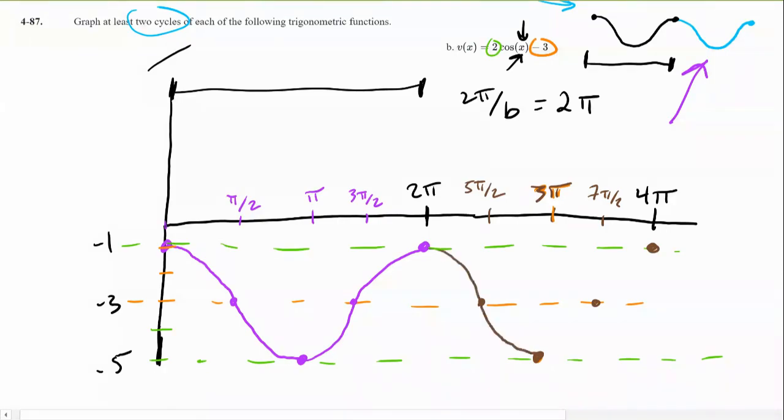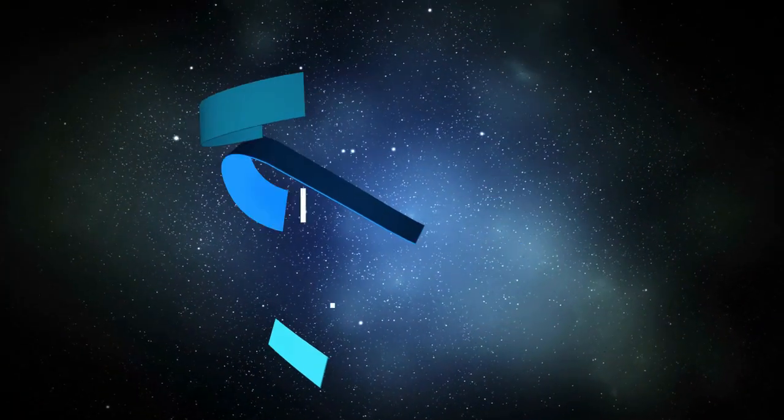I'm maybe breezing through this a little bit too fast, but hopefully you understand that each of these points is just halfway between the next one, and all of my points are either going to land on the maximum, minimum, or midline. So 2 cycles looks like this, the purple and the brown put together. That gives me my final graph here for cosine.